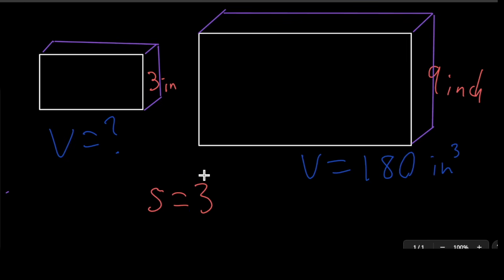But since we're going backwards, it's going to be dividing by our scale factor cubed. So 180 divided by s cubed. And obviously in this case, s is 3. 3 cubed is 27, so it would just be 180 divided by 27, which simplifies to 20 over 3.